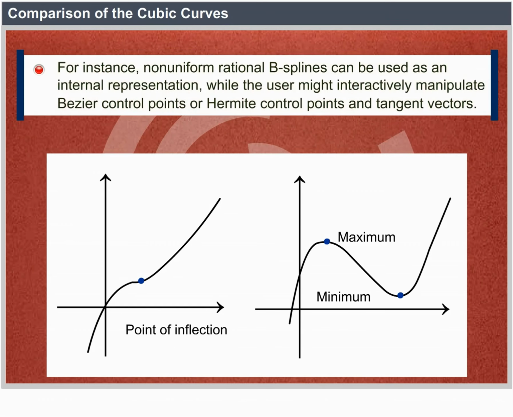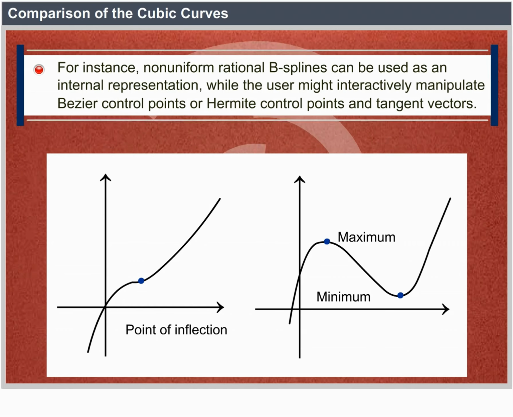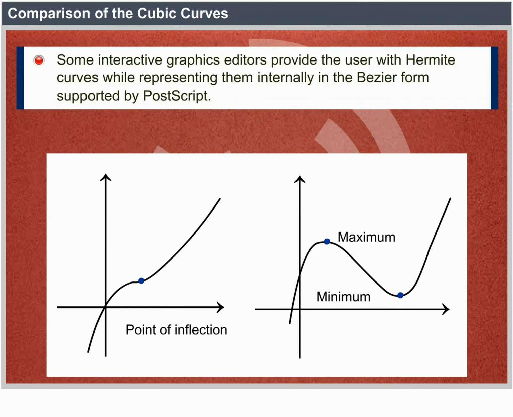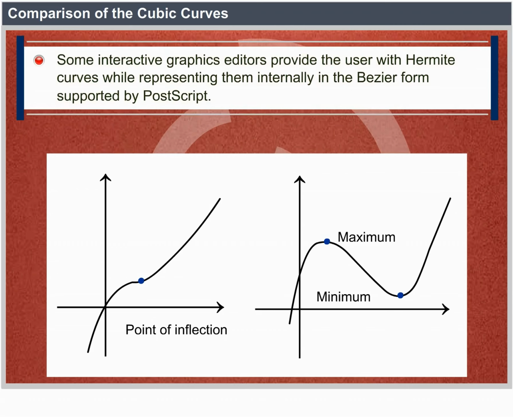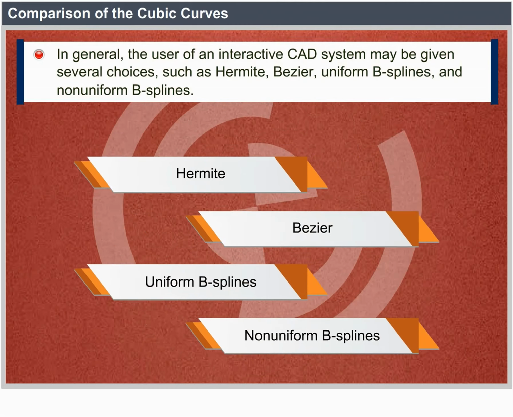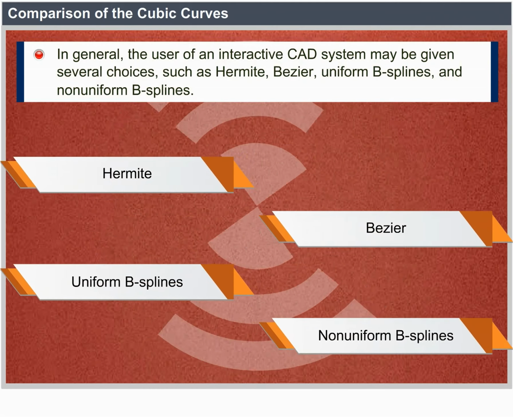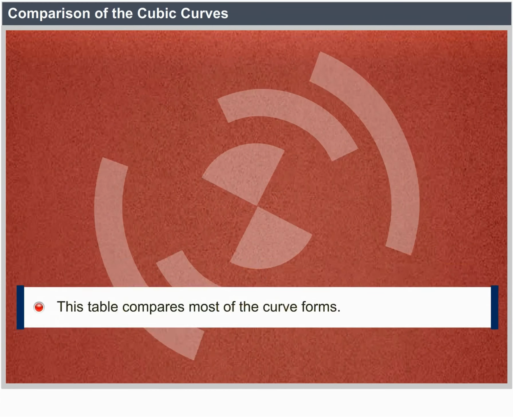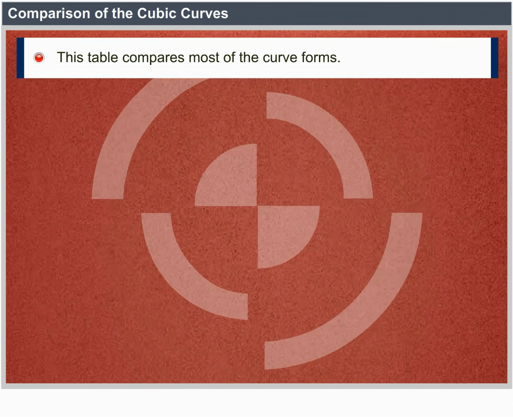For instance, non-uniform rational B-splines can be used as an internal representation, while the user might interactively manipulate Bezier control points or Hermite control points and tangent vectors. Some interactive graphics editors provide the user with Hermite curves while representing them internally in the Bezier form supported by PostScript. In general, the user of an interactive CAD system may be given several choices such as Hermite, Bezier, uniform B-splines, and non-uniform B-splines. This table compares most of the curve forms.